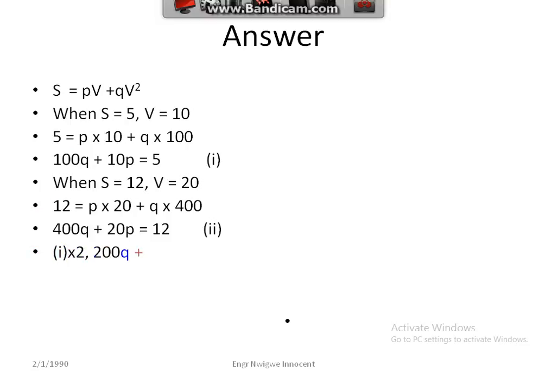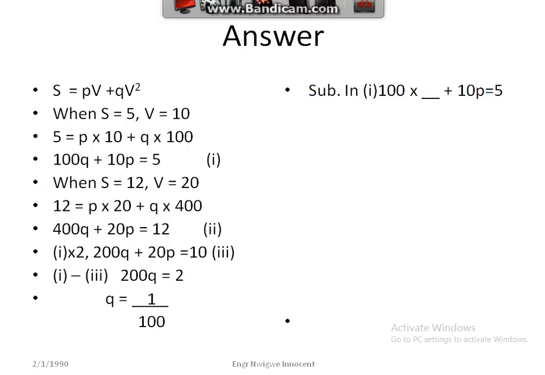If you multiply equation 1 by 2, it will now be 200Q plus 20P is equals to 10. This is equation 3. Then we subtract equation 3 from equation 2. We are left with 200Q is equals to 2. Then Q will be equals to 1 over 100.